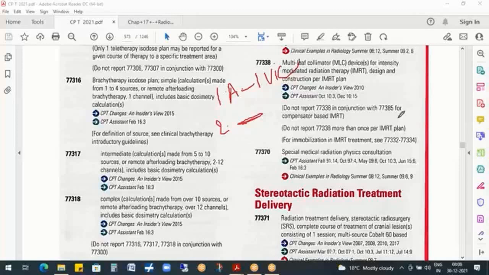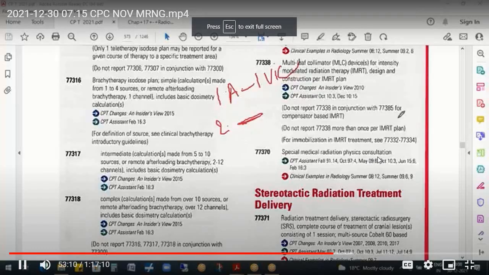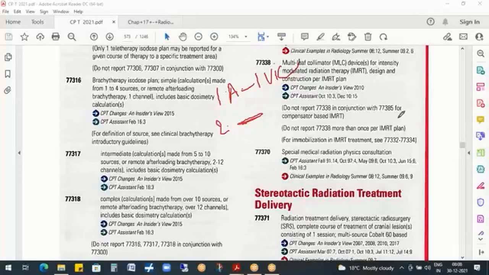Now, if the dye is administered through the mouth or rectum, mouth meaning oral, code by default as without contrast.